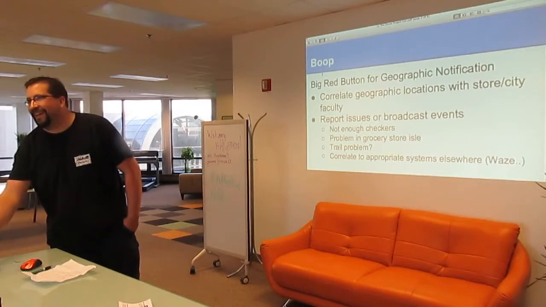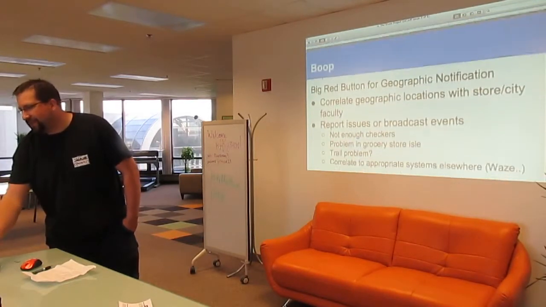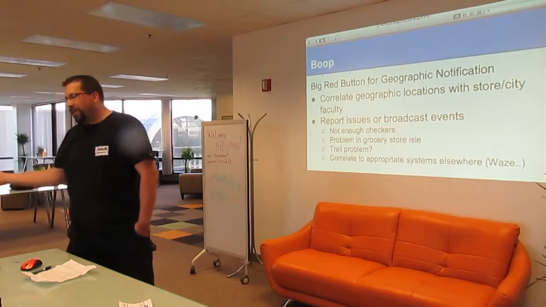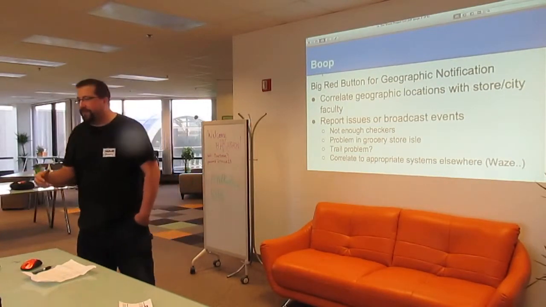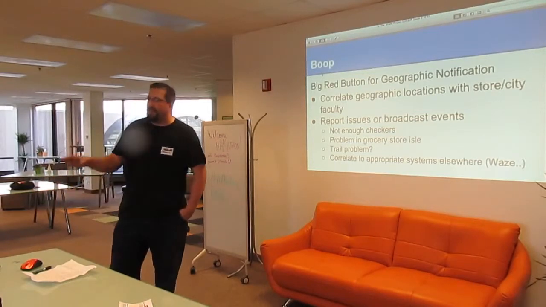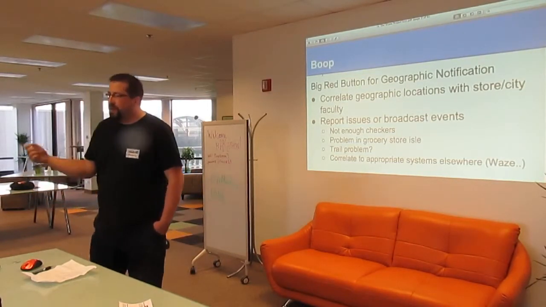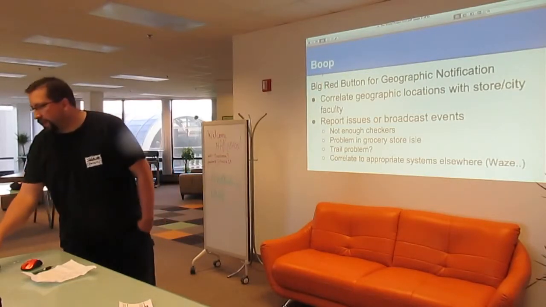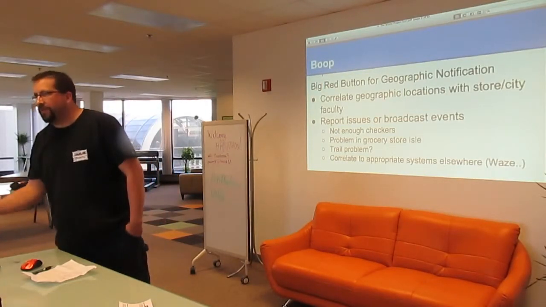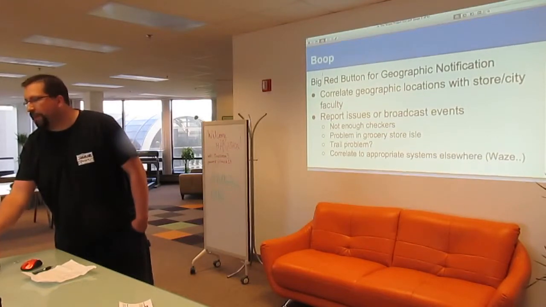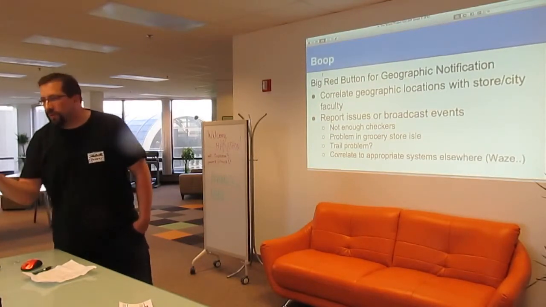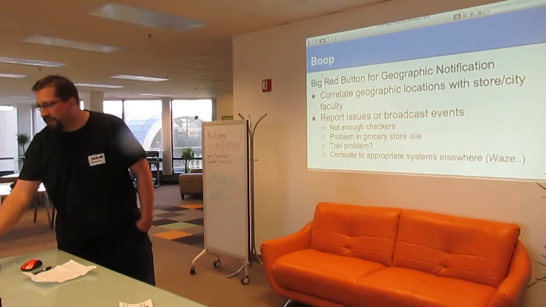Are they going to be checking an app? It's ways for checkout lines, yeah. Or problems in grocery store aisles. Maybe trail problems. This is a common app that comes up, we need to report issues of trails, as well as correlate to appropriate systems somewhere else. Like, so if there was a traffic problem, it would actually end up on Waze or Google Traffic or something else like that, and so on.